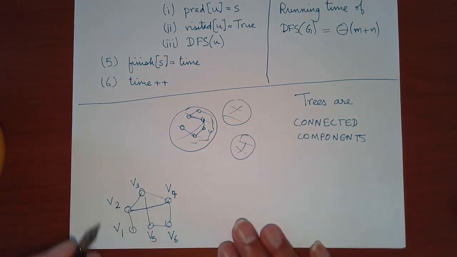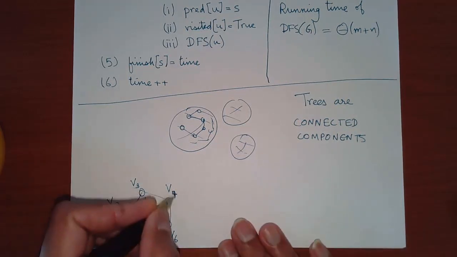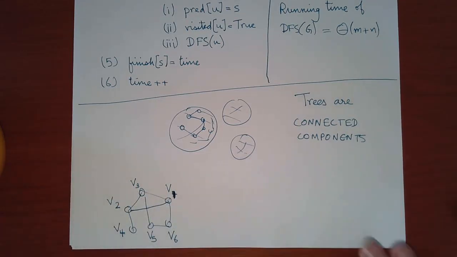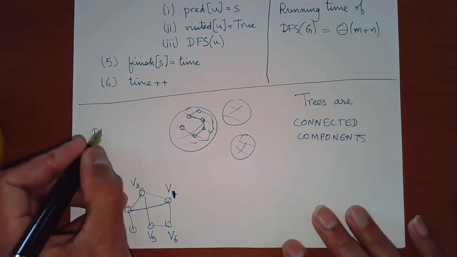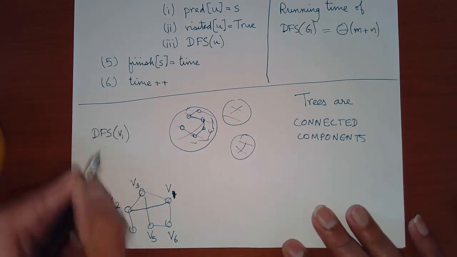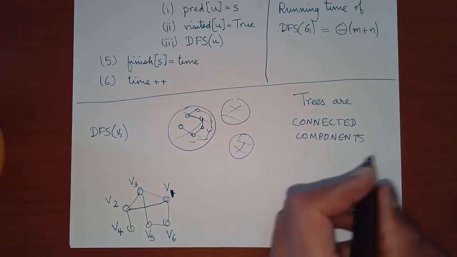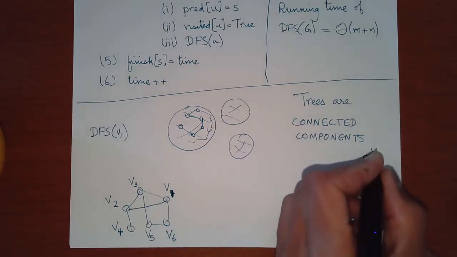Now I'm going to change the numbers a bit. So there's V1, V2, V3, V4, V5, V6, right? And so let's just say that we call DFS on V1. Okay, so that's like your initial source. So I'm just drawing out the tree over here. Okay, so initially you're going to get V1.